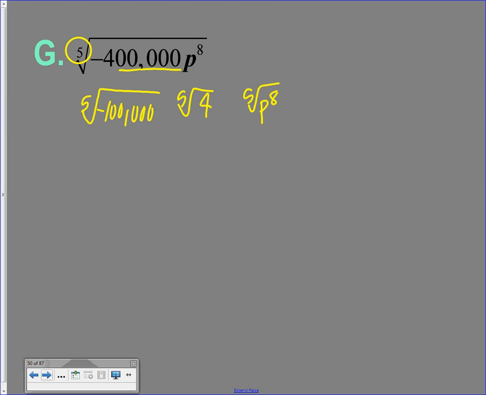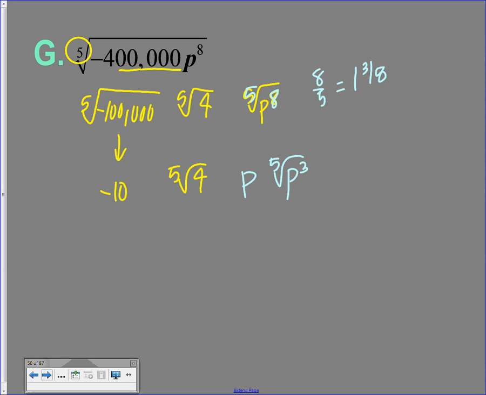Just a little hint, if there's tons of zeros, most likely you're going to look for the 100,000, because then that should hopefully break down evenly to negative 10. Then the 5th root of 4 stays, and then the house trick. Got to be in groups of 5. There's 8 kids inside. That's 1 group, and then there are 3 kids left inside. Mathematically, that's 8 divided by 5. That's 1 group, and there are 3 left.